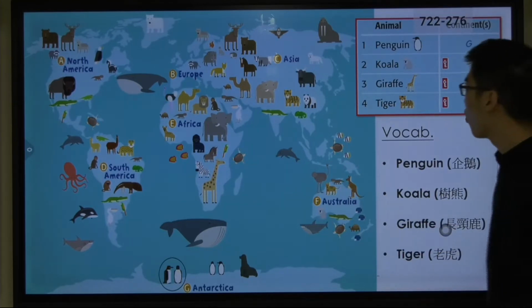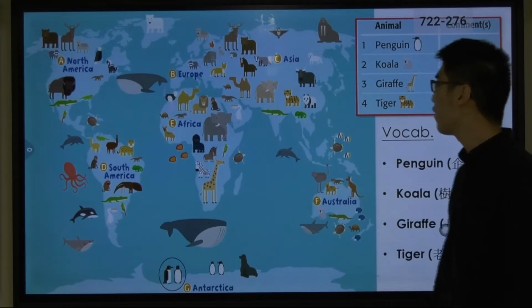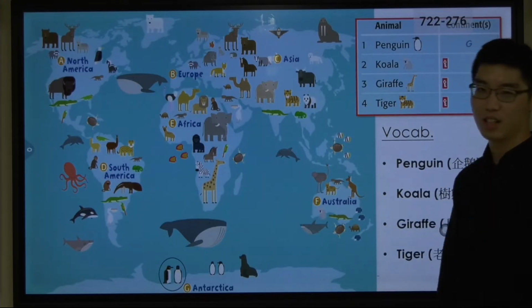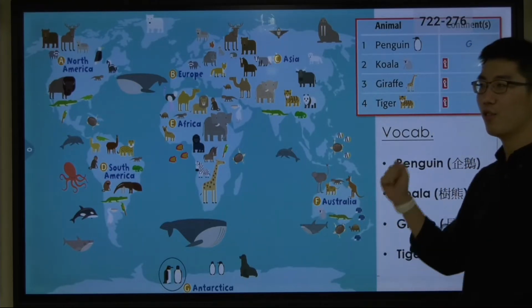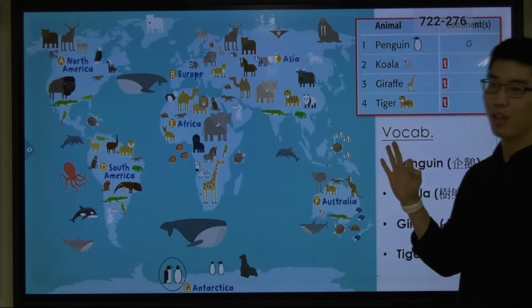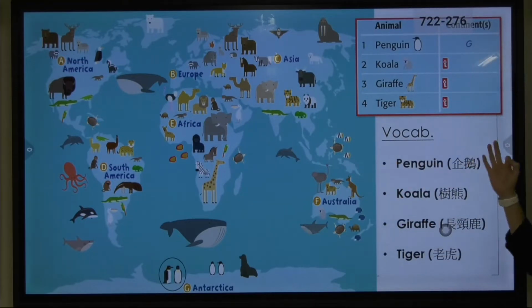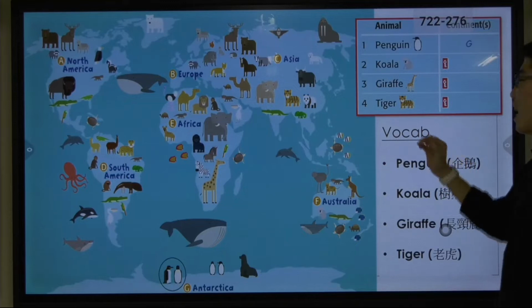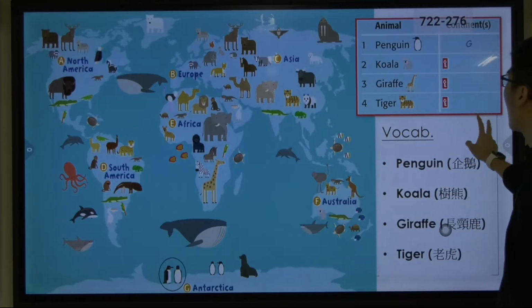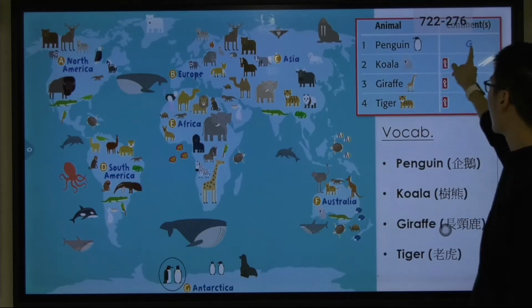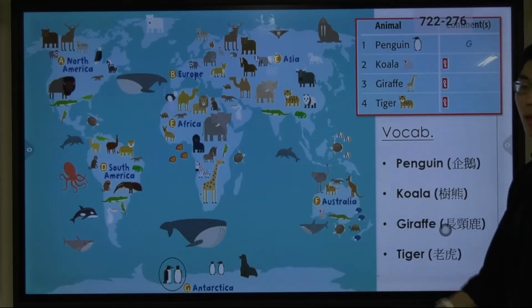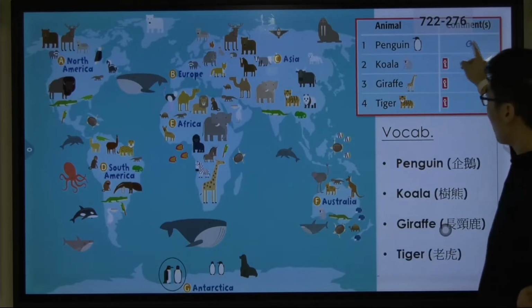Can you spot where these 4 animals live in the different continents? I give you 3 seconds to do it. It is better to do it before class. For the penguin, it's a good example. So where is it living?